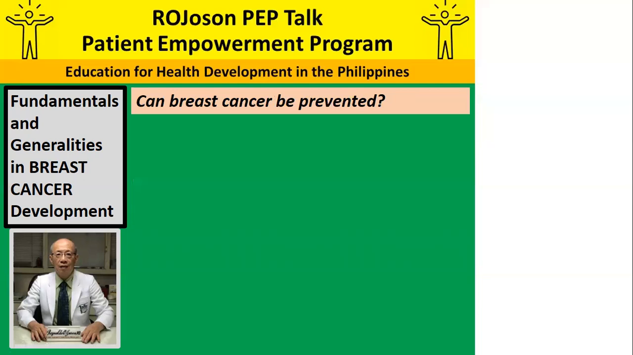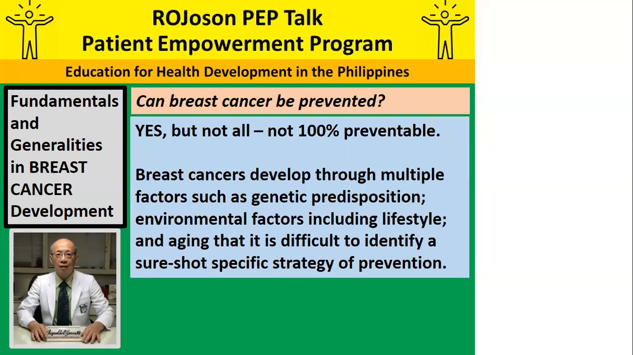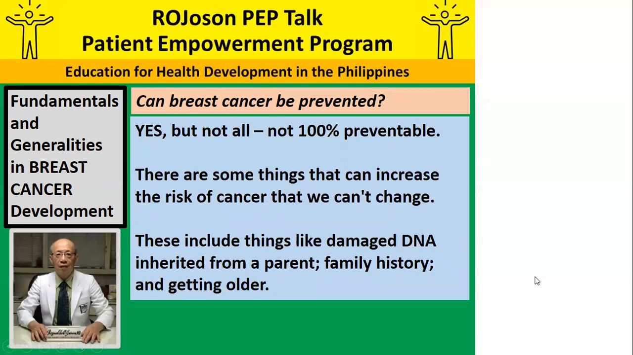Can breast cancer be prevented? Yes, but not all. Not 100% preventable. Breast cancers develop through multiple factors such as gene predisposition, environmental factors including lifestyle, and aging, that is difficult to identify a sure-shot specific strategy of prevention because it is multifactorial. There are some things that can increase the risk of cancer that we cannot change. This includes things like damaged DNA inherited from a parent, family history, and getting older.